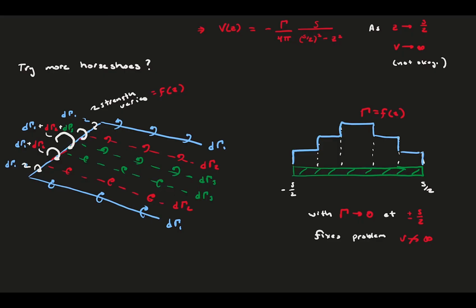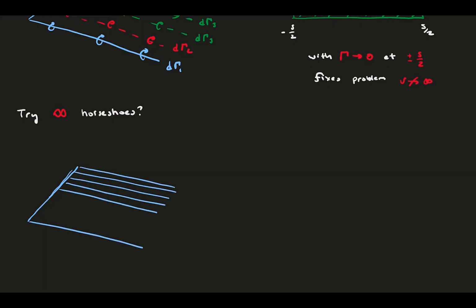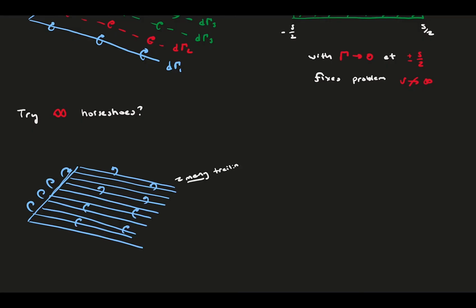But what happens if we bring in a little bit of calculus and add in infinitesimally small horseshoe vortices? Let's sketch it out, doing our best to draw infinity vortices. Each of these trailing vortices contributes to the distribution of the vortex strength gamma at the bound vortex, which is a continuous function of z.